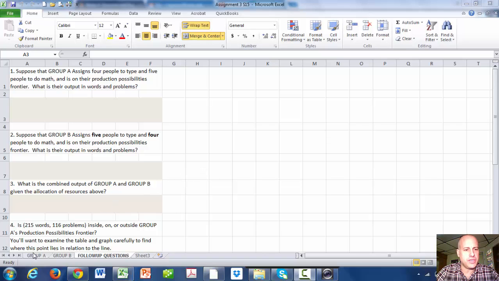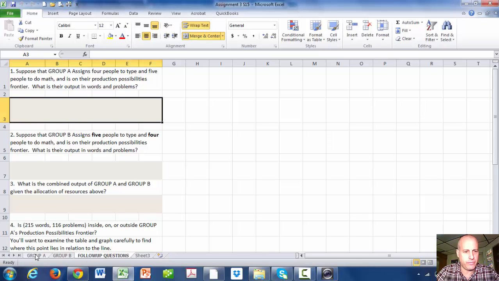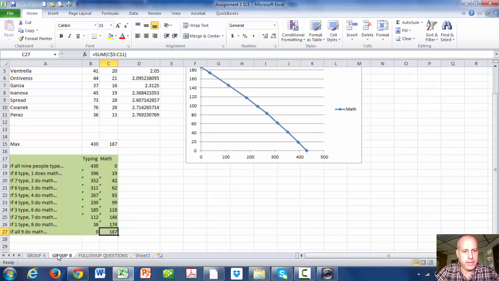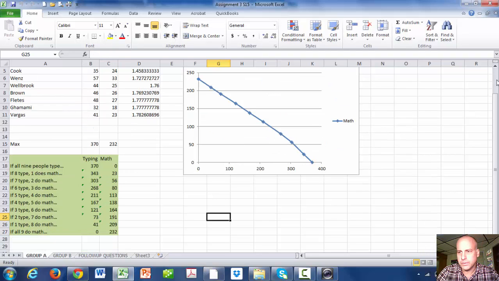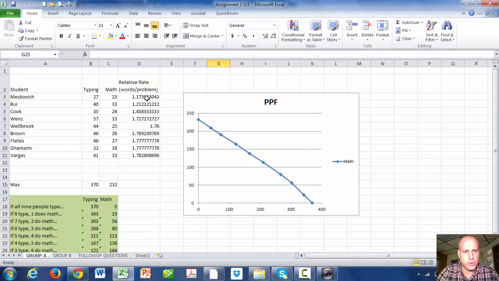What we have here is a copy of the same worksheets we saw in homework assignment 2 for Group A and Group B, and a set of follow-up questions that asks you to examine what you found in your spreadsheets. So in Group A and Group B, they're already sorted in order of increasing relative opportunity cost, and we can see that we have the bowed outward shape of the production possibilities frontier like we would hope.